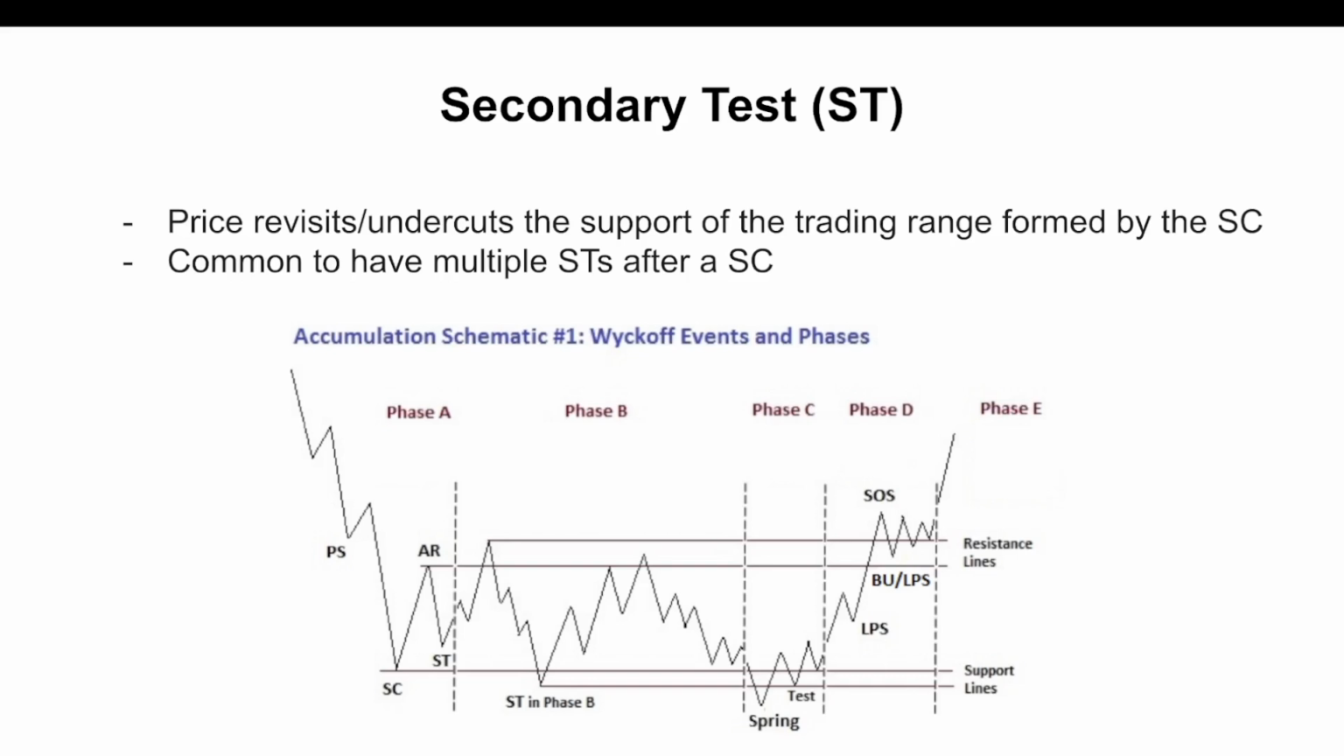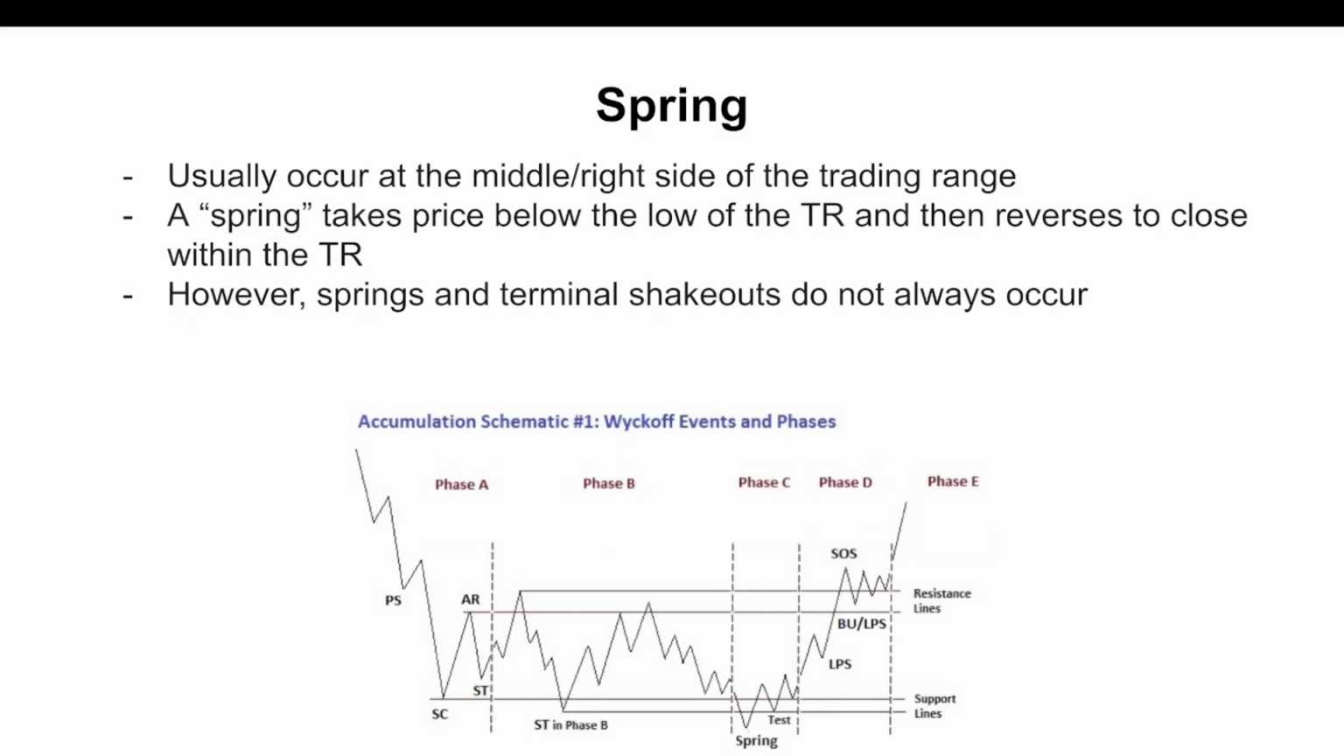The next stage is the spring. The spring usually occurs at the middle to the right side of the trading range. The spring is a false breakdown where price dips below the trading range or the selling climax, only to bounce back right above it. The spring will trap breakout traders and force them to buy back in, fueling a reversal. The spring will take prices below the low of the trading range and then reverse to close back within the trading range. Take note that for a Wyckoff accumulation pattern, not all springs and terminal shakeouts always occur. But if they do occur, it's a stronger signal that this Wyckoff accumulation pattern is happening.